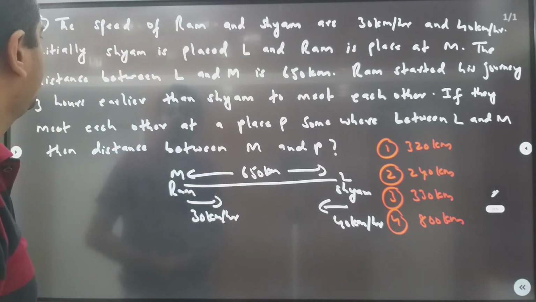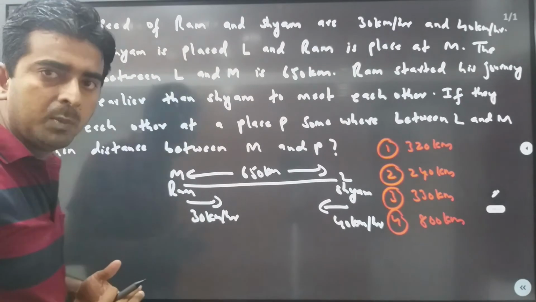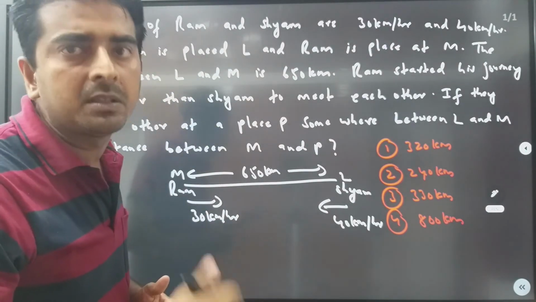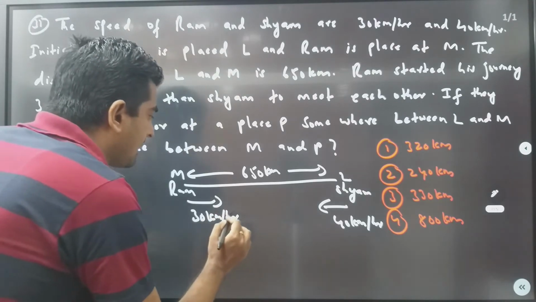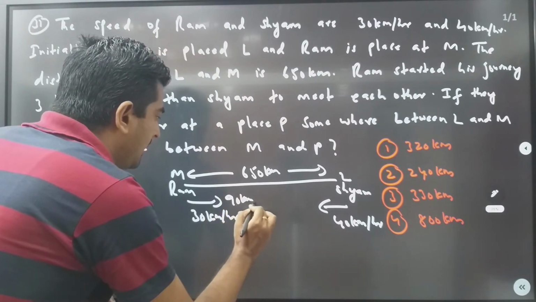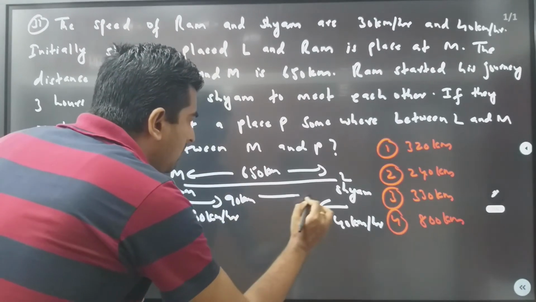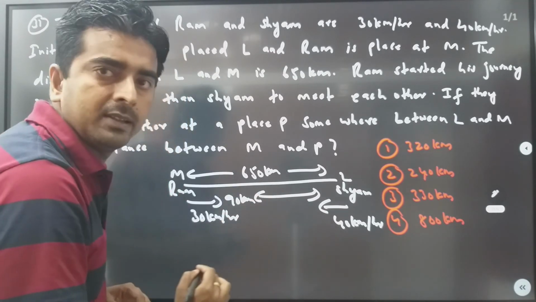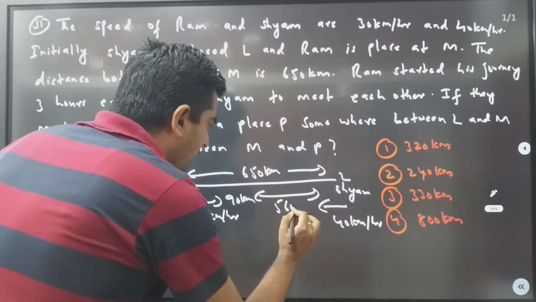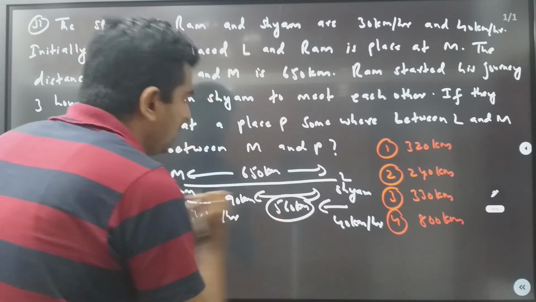Ram started his journey 3 hours earlier. Ram's speed is 30 km per hour. Per hour 30 km, 3 hours 90 km. Ram will cover 90 km. Ram is here. So remaining is how much? 650 minus 90, 560 km.